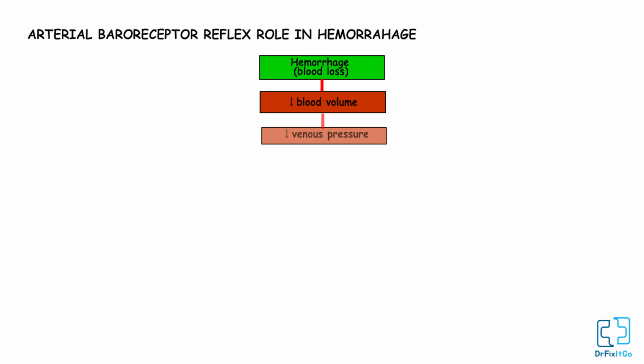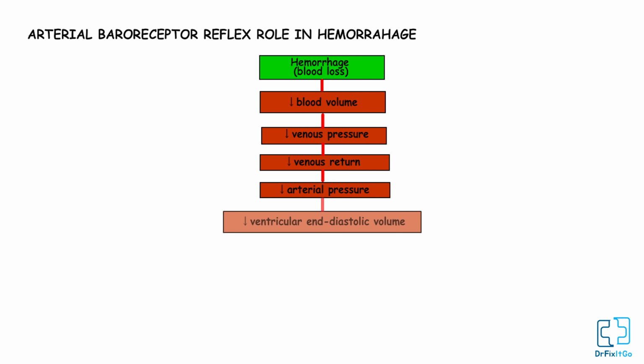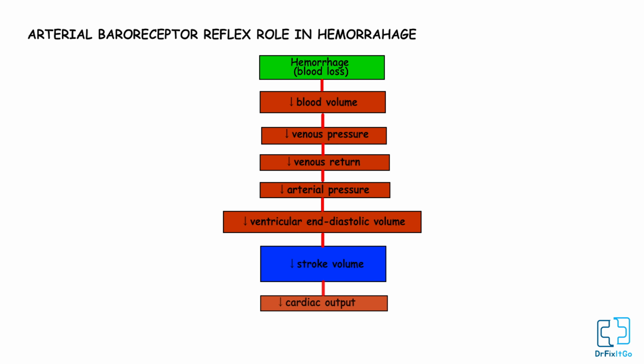In hemorrhage, that is blood loss, blood volume will decrease and therefore venous pressure will decrease, which reduces venous return. Therefore, arterial blood pressure will decrease further and it decreases ventricular end diastolic volume. As a result, stroke volume decreases. So, cardiac output will decrease, and due to decreased cardiac output, arterial blood pressure decreases.